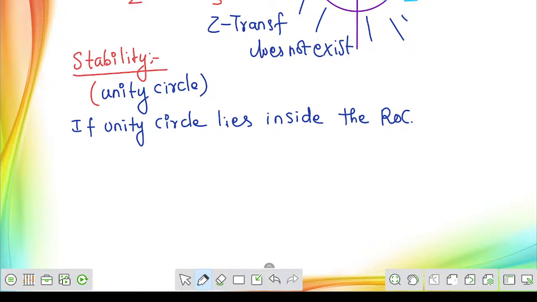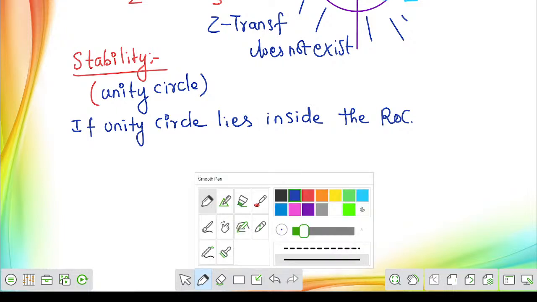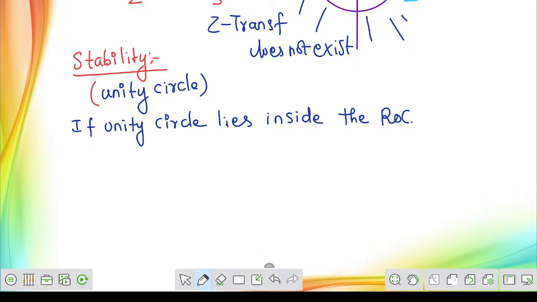If it lies inside the ROC, then you can be very happy. If it is not, then you can say that the system will be unstable. Absolutely, it is not a stable system. So what will they give? They will give some different types of systems just to draw the ROC. For example, if I am taking 2 power n into u of n, minus 5 power n into u of minus n minus 1.